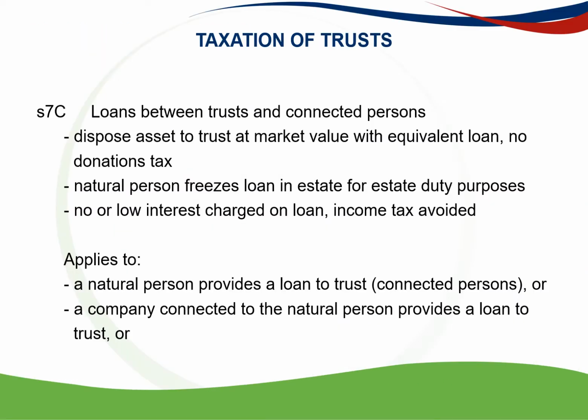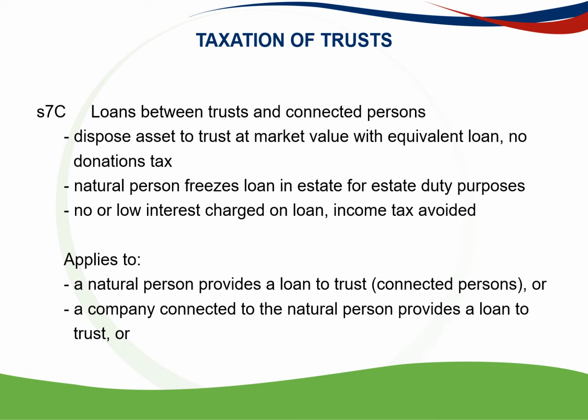Section 7C deals with loans between trusts and connected persons. Where a person disposes of an asset to the trust at market value, let's say listed shares of 1 million rand, the trust becomes the owner of the shares, but the trust also owes the person that disposed of the shares 1 million rand. So there is no donations tax because there was no donation. Then that natural person that sold the shares, that loan will remain 1 million rand. The capital will never become more.